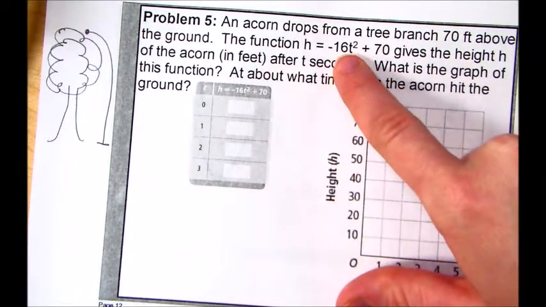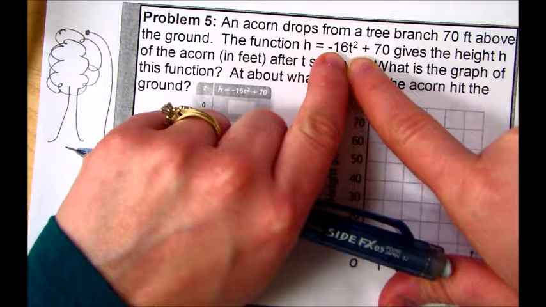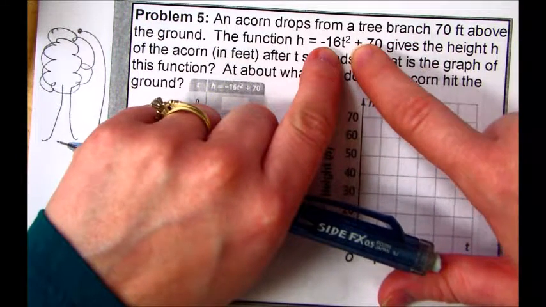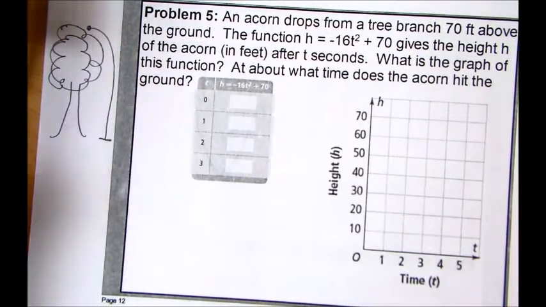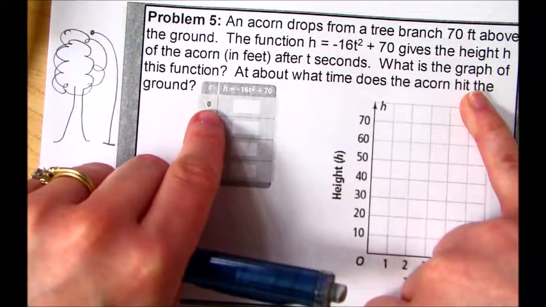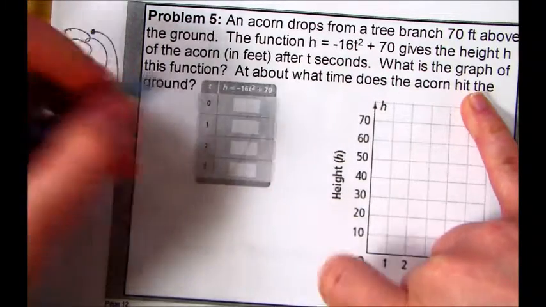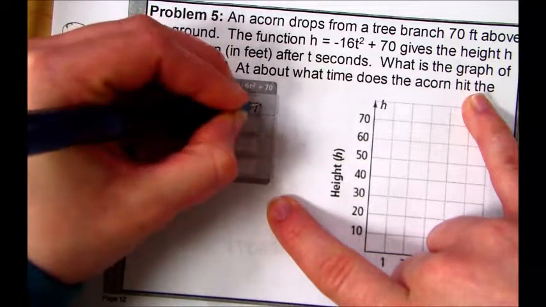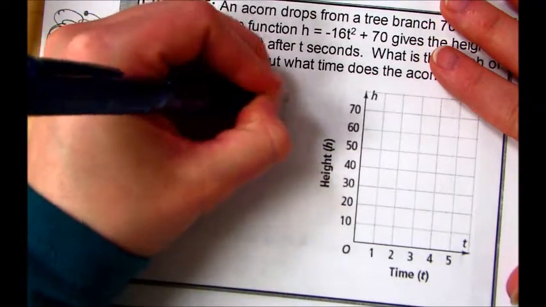This is the equation. You don't know this, but negative 16 is actually the pull of gravity. So we have the pull of gravity pulling it down plus the 70 feet where it was at the beginning. T stands for time in seconds. And H will tell us how high the acorn is. So it says, what's the graph and when is it going to hit the ground? So at the very beginning, right before it falls, when you plug in 0, time is 0, you get negative 16 times 0 squared, plus 70. Well, I hope that makes sense that before it falls, it's up in the tree at 70 feet.